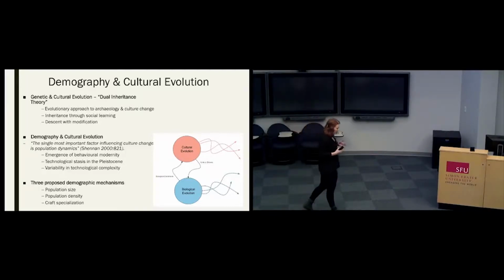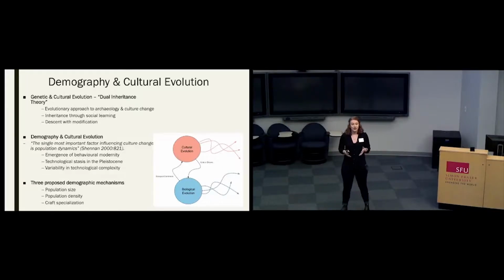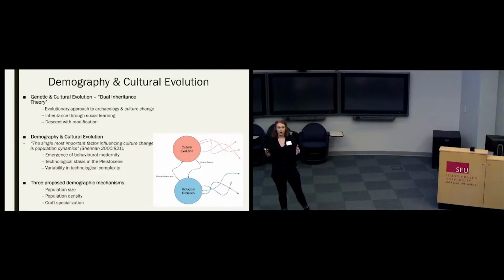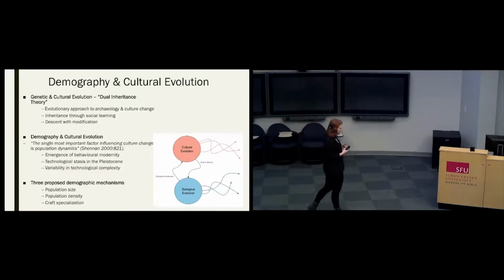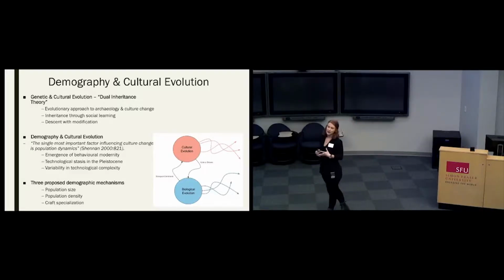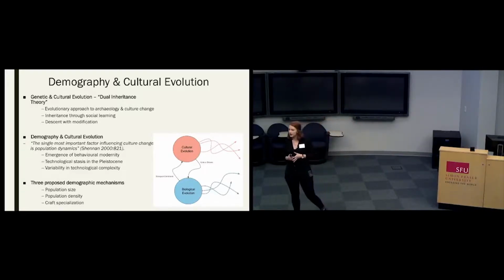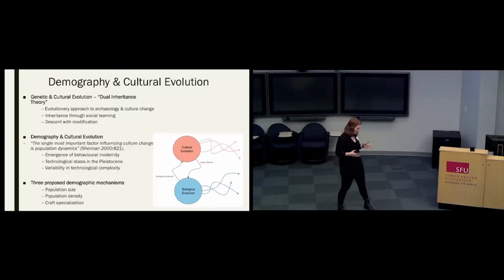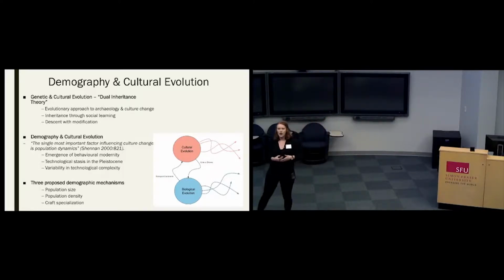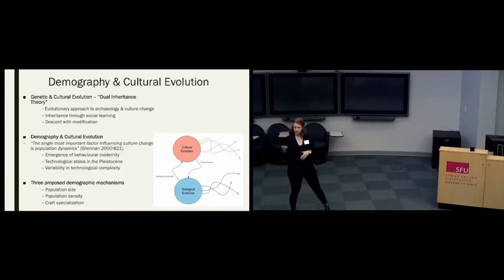And within this framework, it has been argued that demographic processes are the single most influential factor concerning culture change. And so it's been used to explain patterns of the emergence of behavioral modernity, technological stasis in the Pleistocene, and technological variability amongst groups. However, there's a slight issue with these explanations because they use three different demographic processes, often not really differentiating between the three of them. And they are population size, population density, and the degree of craft specialization.